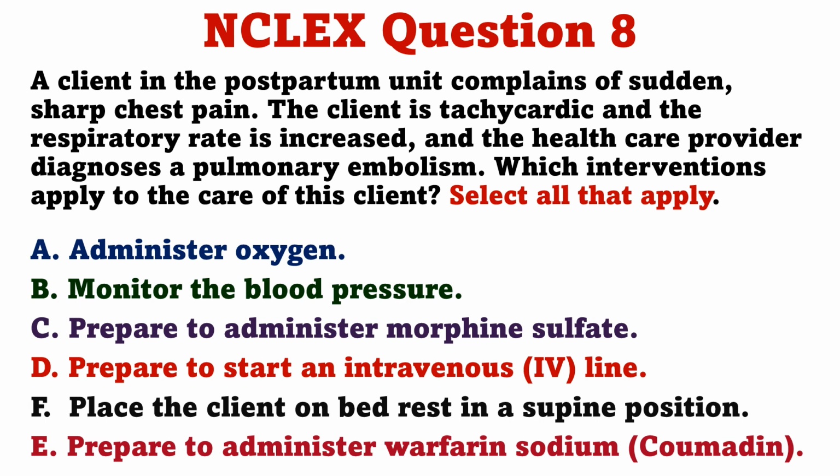Question 8. A client in the postpartum unit complains of sudden, sharp chest pain. The client is tachycardic, and the respiratory rate is increased, and the healthcare provider diagnoses a pulmonary embolism. Which interventions apply to the care of this client? Select all that apply. A. Administer oxygen. B. Monitor the blood pressure. C. Prepare to administer morphine sulfate. D. Prepare to start an intravenous line. F. Place the client on bed rest in a supine position. E. Prepare to administer warfarin sodium.